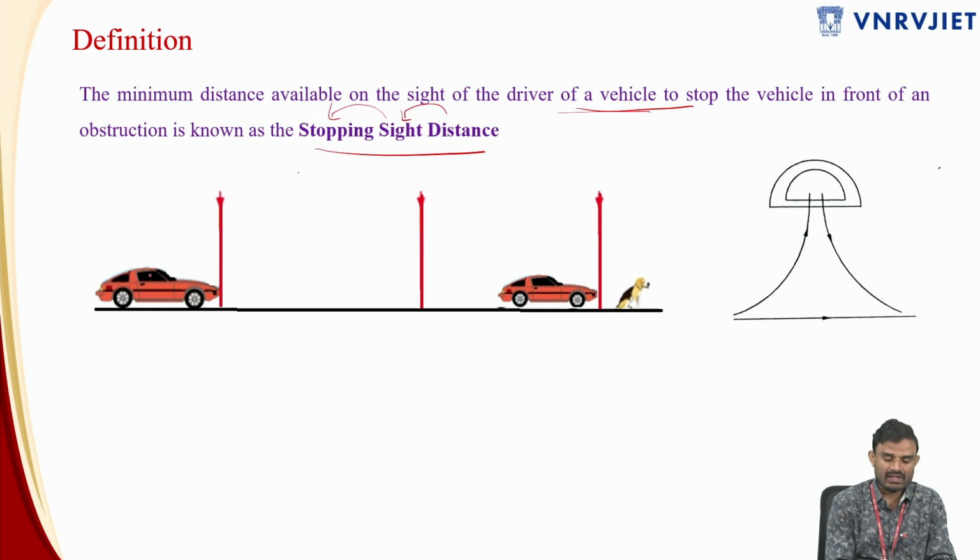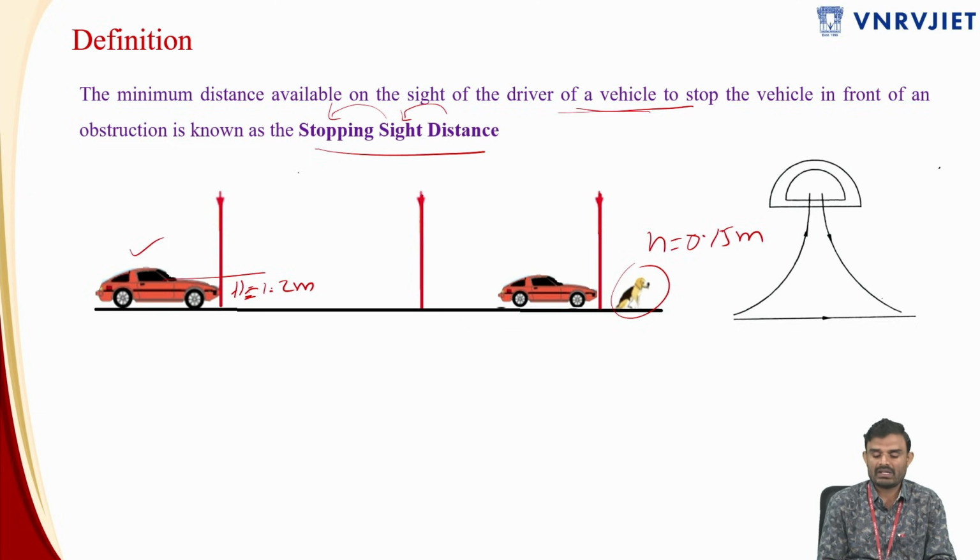This is the initial condition of the vehicle, which is traveling at some uniform speed, and the driver in the vehicle has observed an obstruction present over here. The height of that obstruction is generally taken as 15 centimeters, which is 0.15 meters. The height of the driver, capital H, is 1.2 meters. These are the recommendations as per code. The height of the driver should be a minimum of 1.2 meters, and the obstruction will be considered only if it is more than 15 centimeters in height.